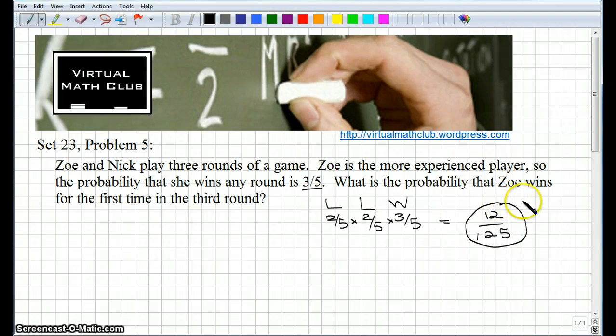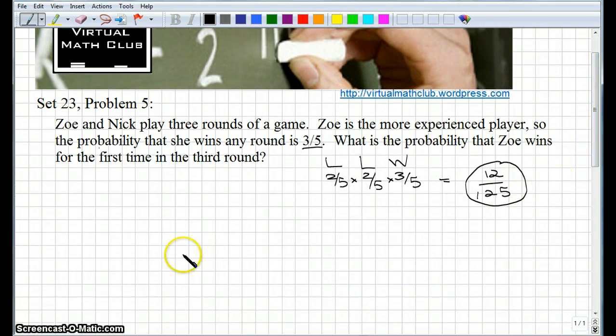But if you haven't had the experience with probability, you may not automatically recognize that you can just multiply those probabilities together. So let me give you a little more detailed explanation of this problem. So, alright, let's take a look at this.